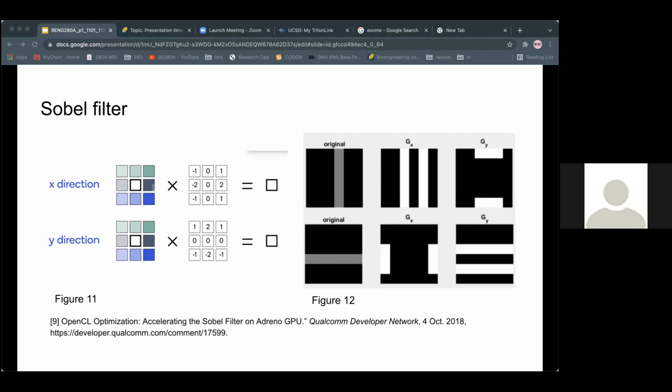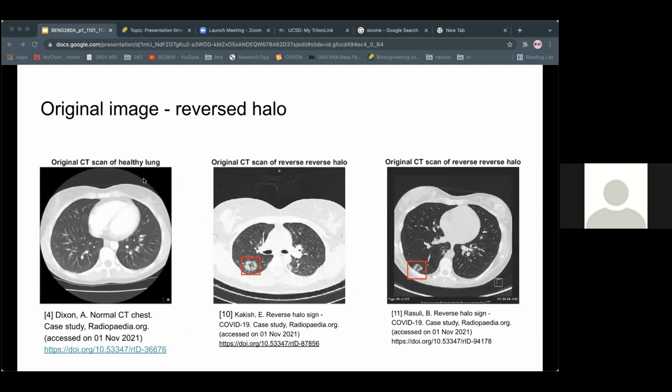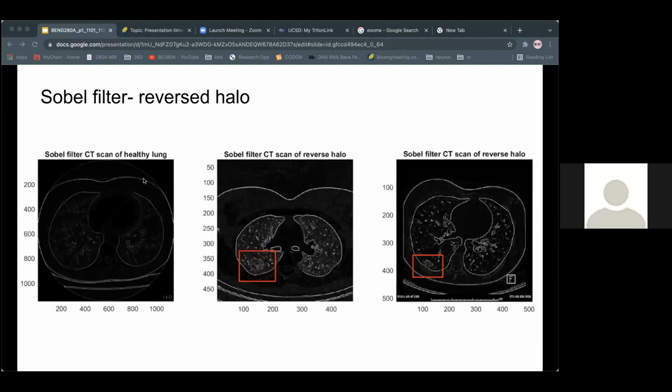So when applying this filter, it emphasizes the brightness difference between the left and right, which means we can see the edges when we move in the X direction. And same thing for the Y kernel. We apply the Sobel filter to have a better observation of the reverse halo. Here is the original image of the reverse halo, and this is when we apply the filter.